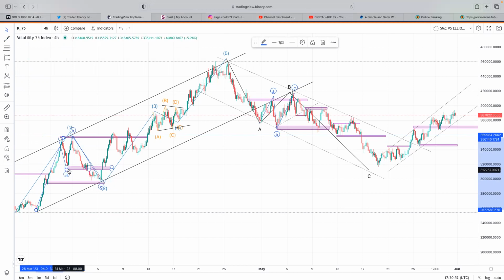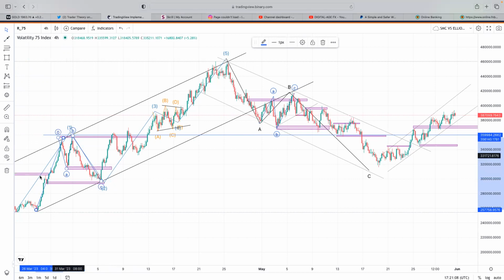Are you with me? Yes, I'm with you. Yes, I love the responses because they just give me that boost. So as price was going up, it was leaving lows. First low, second low, and then carried on.